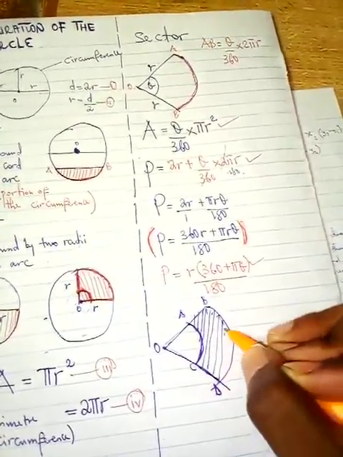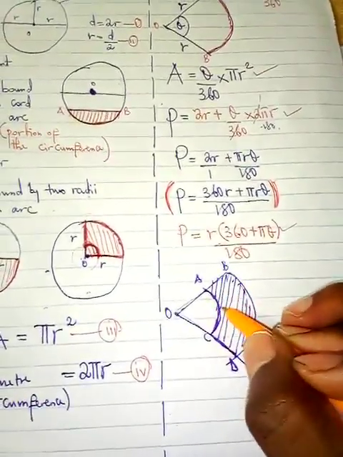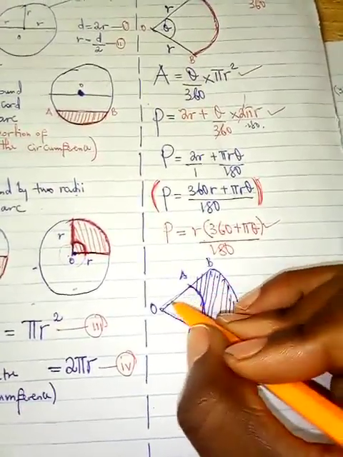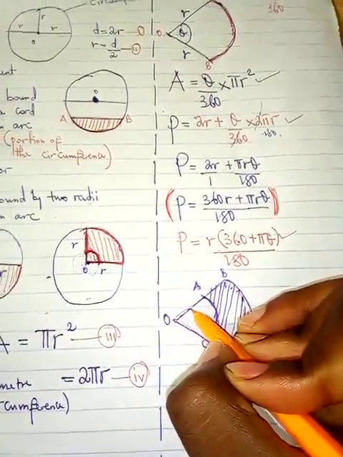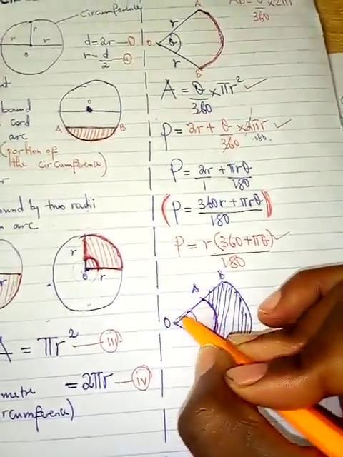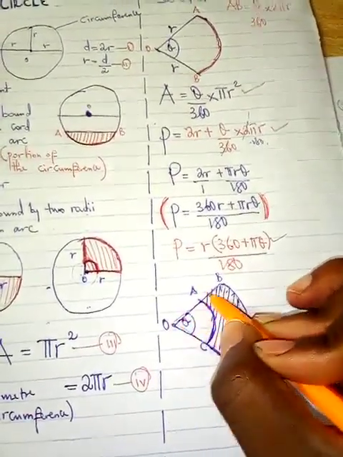And there is the shaded region. You can be asked to determine the area of this shaded region. If you're determining the area of this shaded region, remember there are two sectors here. That's the angle. There is this one, the small one, and then there is this big one.